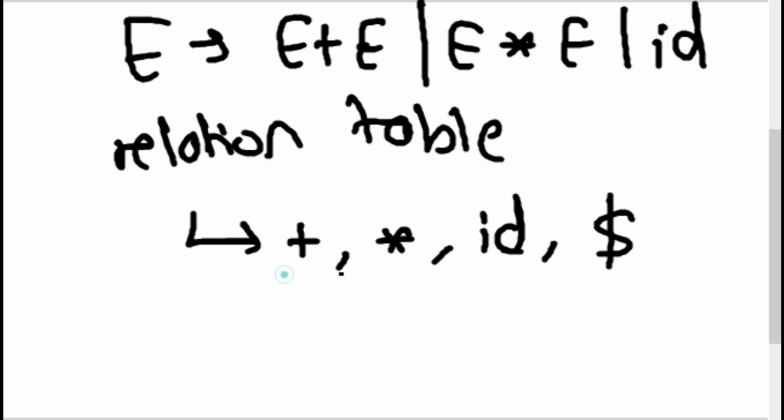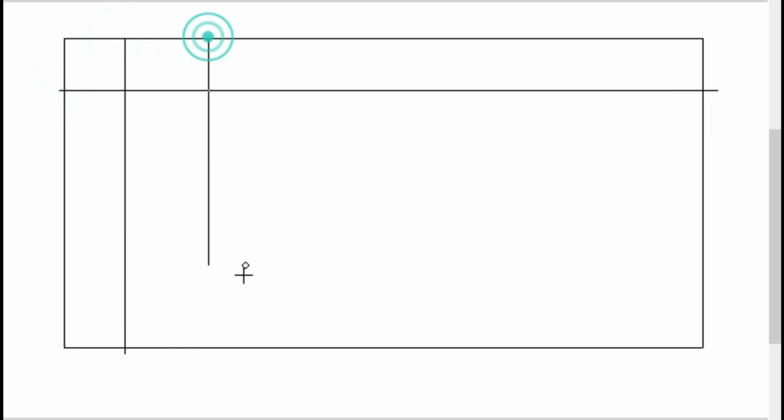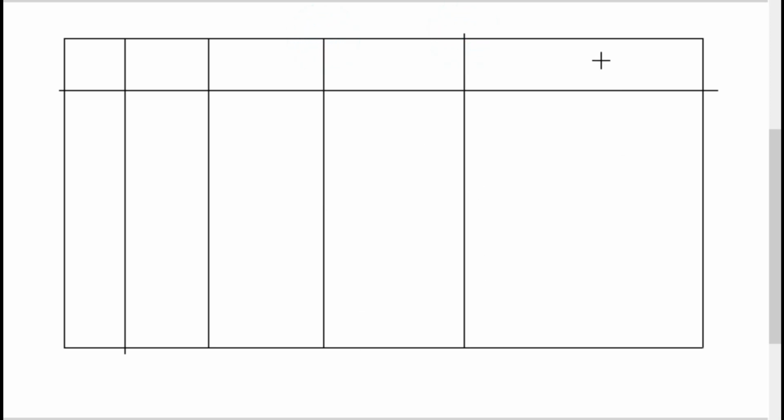Now we have to create a table. So let us create a table. In this table, we have to include all of the symbols. These symbols are plus, star, ID and dollar. So plus, star, ID and dollar. Now let's create the first column: plus, star, ID, and there will be dollar in the last column.